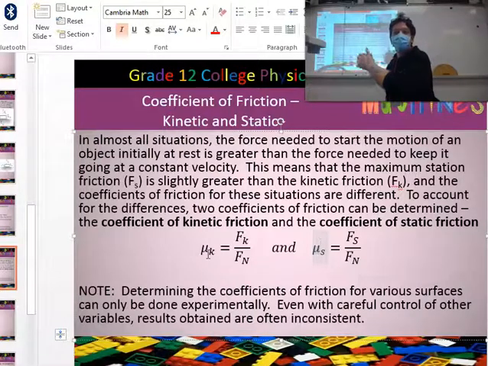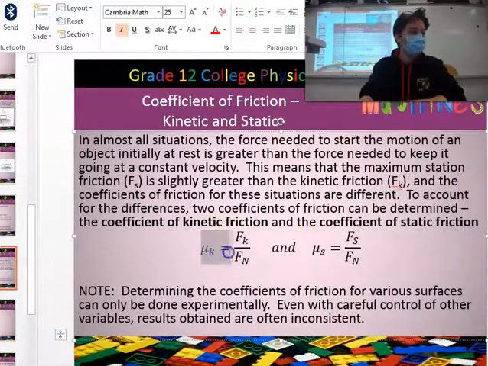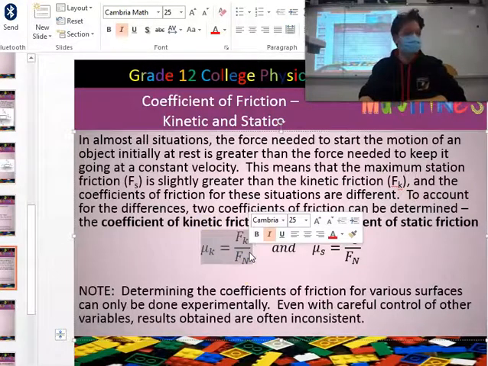Okay? It's harder to get it to start moving, but then once you have it moving, you don't want it to stop moving. Because once it stops moving, you have to get it started again. Okay? So this value will always be bigger than that value.